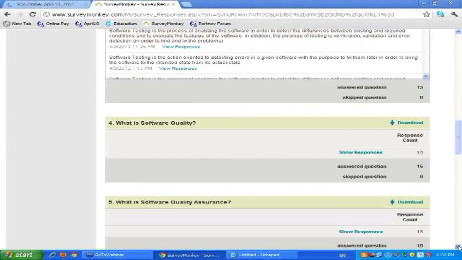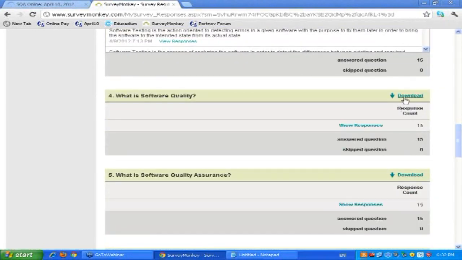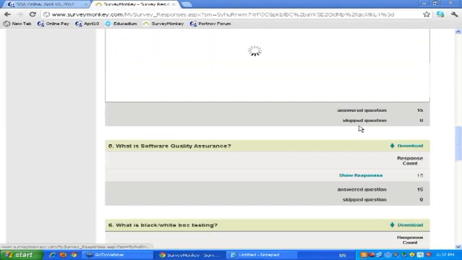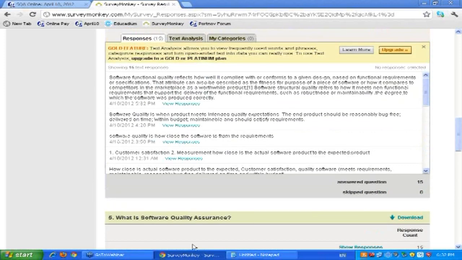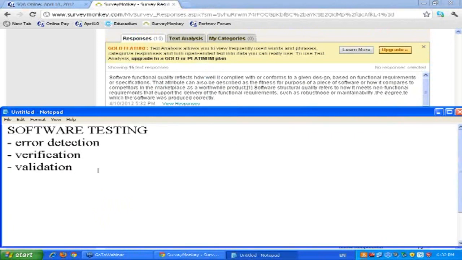What is software quality? It's a good one. Software quality basically is about two different perspectives. One perspective when we look at software quality is the perspective of a customer. Customer satisfaction. So one perspective is a customer satisfaction perspective.